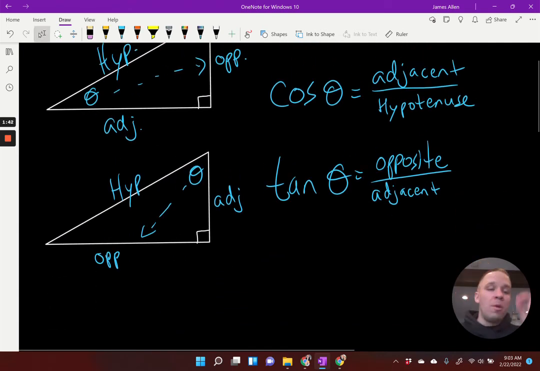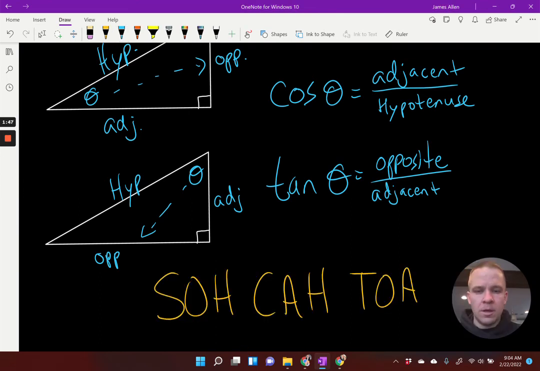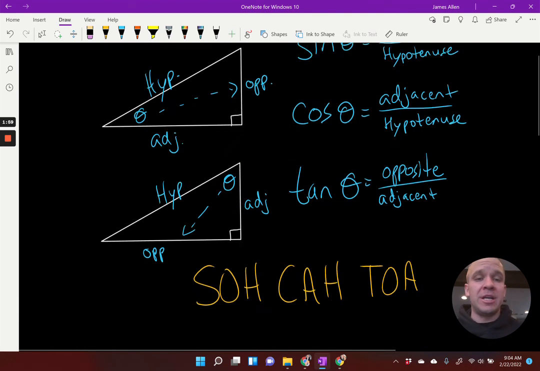You may have seen this before, but we have a wonderful acronym to help us remember this. It is SOHCAHTOA. Oh, love me some SOHCAHTOA. S for sine, which is the opposite over the hypotenuse. C is for cosine, adjacent over hypotenuse, and T is for tangent, which is opposite over adjacent.